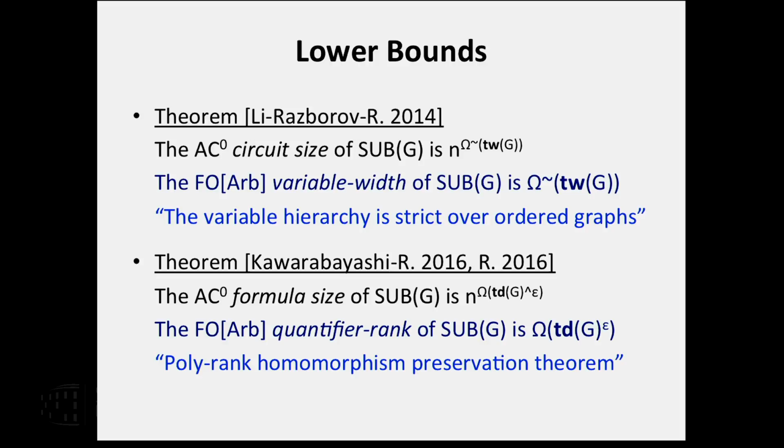A corollary of this result, even just for k-clique, shows that the variable hierarchy is strict over ordered graphs. This had been an open question. And an interesting corollary of this result, which came as rather a surprise to me, is that it gives a new proof of the homomorphism preservation theorem on finite structures, and in fact with much better parameters. I'll get to that at the very end of the talk.